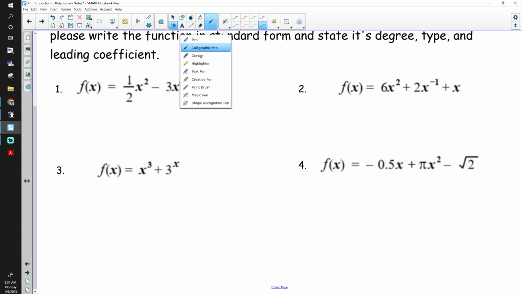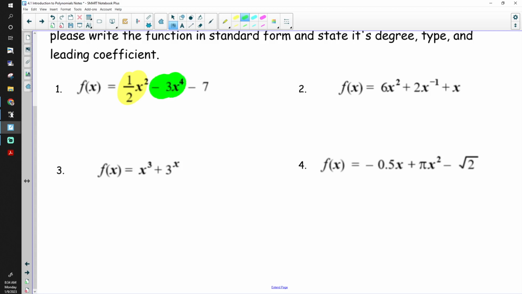Now, I probably should have put some colored pencils out today because it is good to highlight each of your terms. Here's a term, 1/2 x squared. This is a term, negative 3x to the 4th. And negative 7 is also a term. So this is a 3-term polynomial. Now, the first thing we're going to do is put our terms in order from largest to smallest exponent. That's standard form.